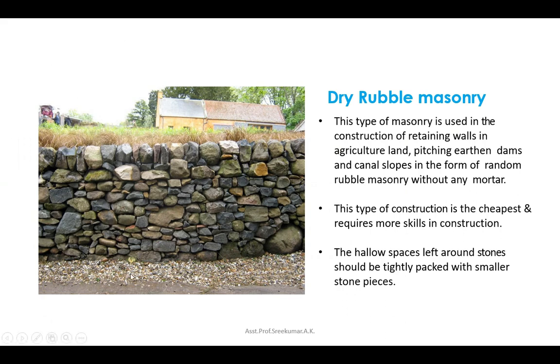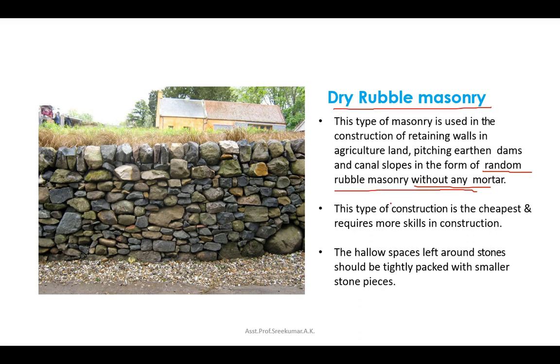Guys, now let's check the last type of rubble masonry. It's called dry rubble masonry. The particular feature of this type of masonry is that it doesn't use mortar for construction. Otherwise, it is random rubble masonry without mortar, called dry rubble masonry.